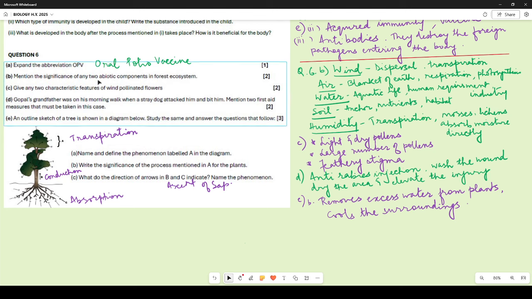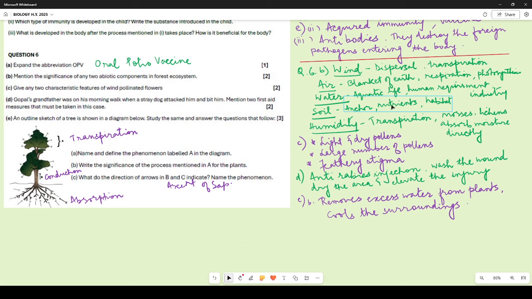Mention the significance of any two abiotic components. Wind, air, water, soil, humidity. You could have used any of these abiotic components. Wind helps in dispersal of seeds and fruits, and helps in transpiration. Air gives the earth a protective blanket, and is needed for respiration and photosynthesis. Water supports a lot of aquatic life, and is needed for several human and industrial requirements. Soil serves as an anchor for plants.